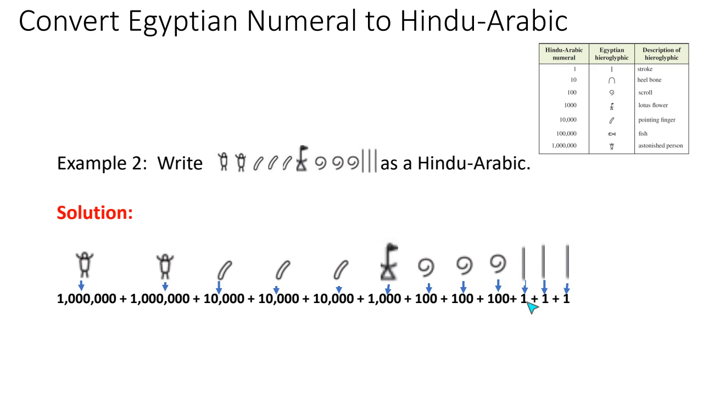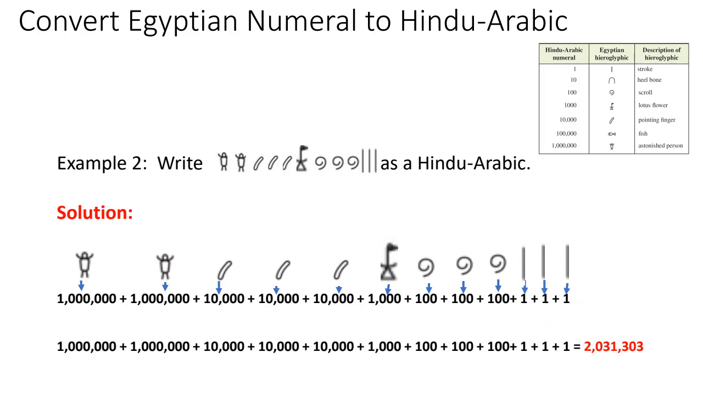And then we have our 3 strokes. So if we add 1 million plus 1 million plus 10,000 plus 10,000 plus 10,000 plus 1,000 plus 100 plus 100 plus 100 plus 1 plus 1 plus 1, then we end up with this number. Okay, so this symbol represents this in Hindu Arabic.